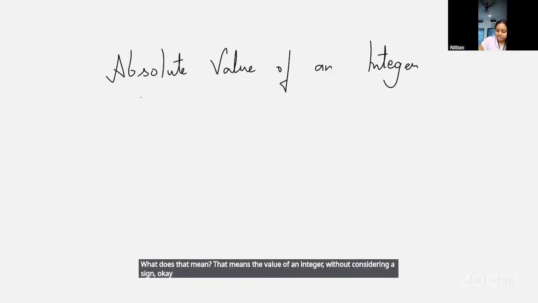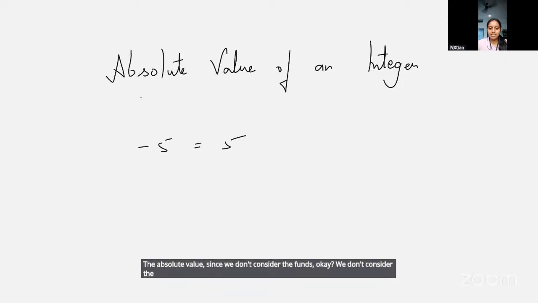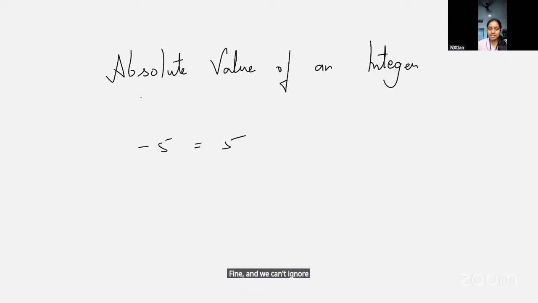For example, if I ask you what is the absolute value of -5, the answer would be 5. Why? Because the absolute value means we don't consider the sign. We ignore the sign and just use the number. That is the absolute value of something.